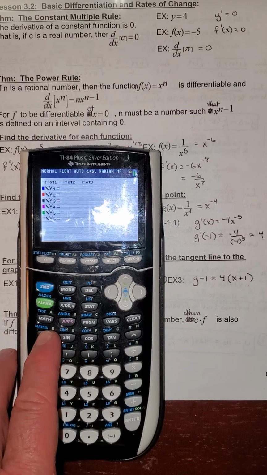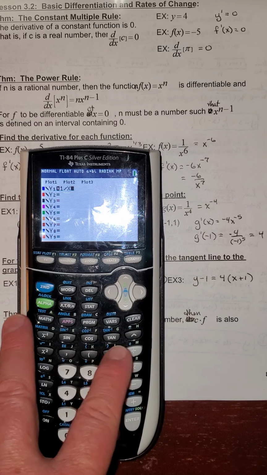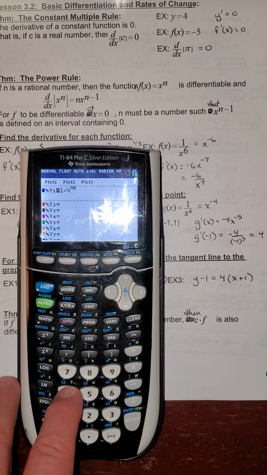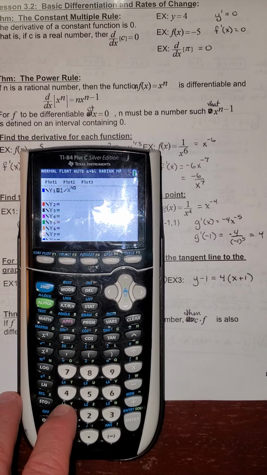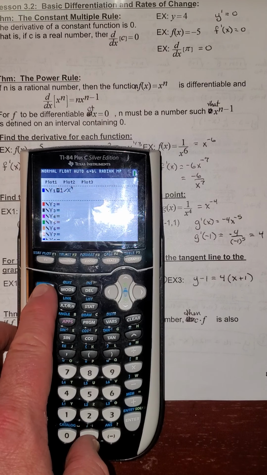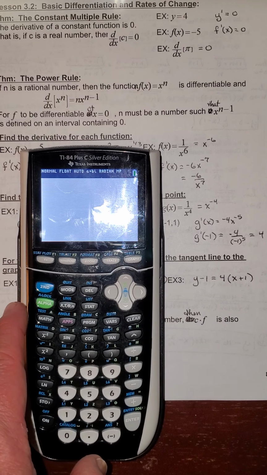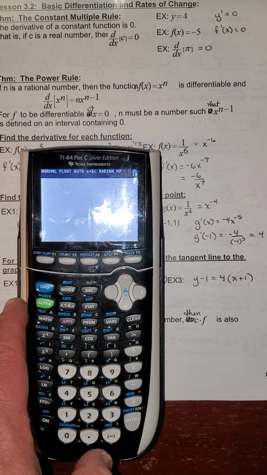I'm going to go to y equals. We're going to put in 1 divided by x to the 4th. Okay? That's my original function, g of x, on the side of my calculator there. Now, how do you find the derivative of that function at a specific point? In other words, at -1.